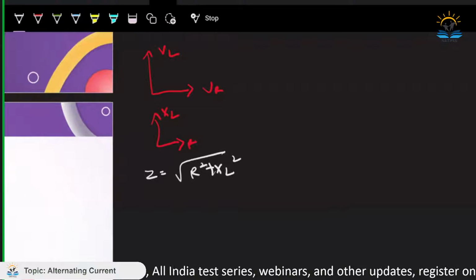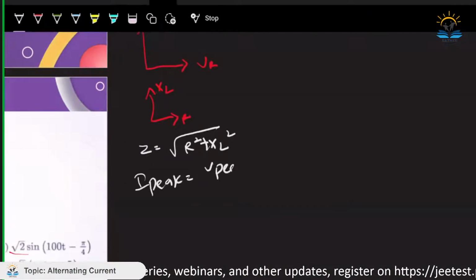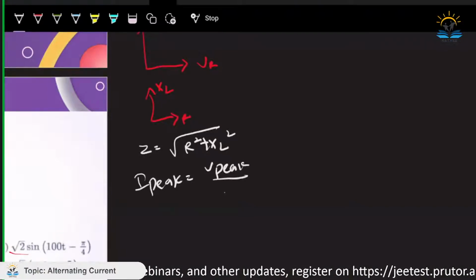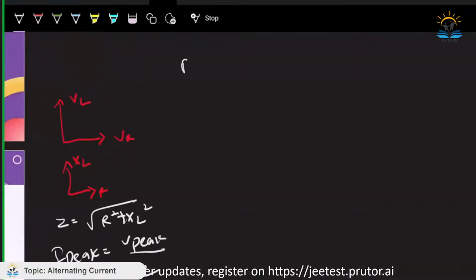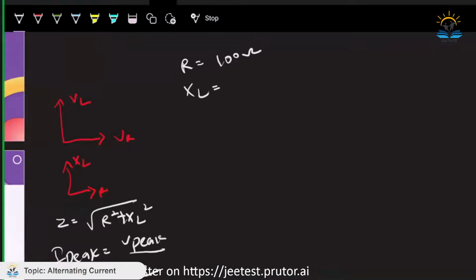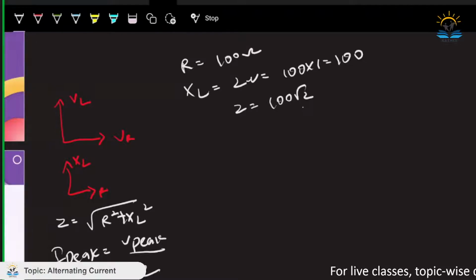So the peak value of current will be the peak voltage divided by the impedance Z, given in the question. For that we have the resistance R as 100 ohm, and XL is L omega. Here omega is 100, L is 1, so XL is 100. So Z will be the root of 100 square plus 100 square, which is 100 root 2.